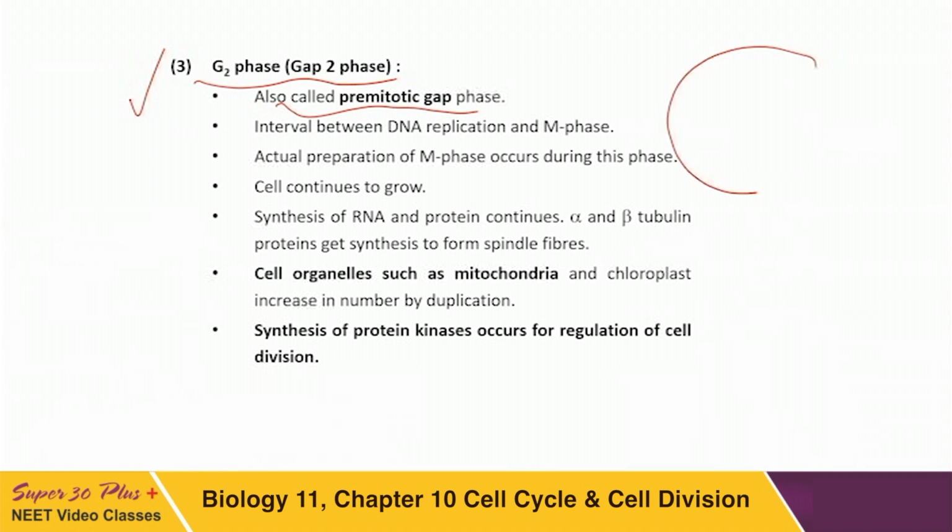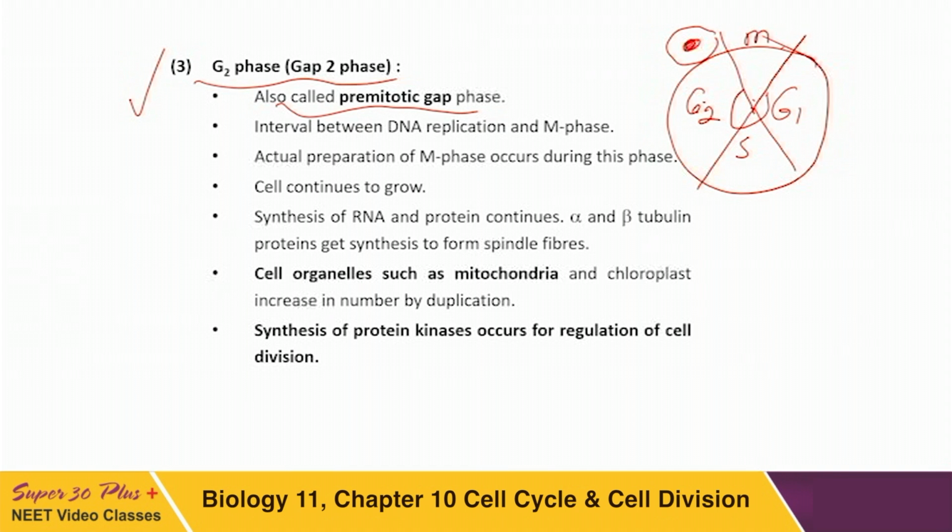Pre-mitotic phase. Why is this called pre-mitotic? Now the things are clear. This is interphase, this is G1, this one is S, and this one is G2. After G2, the cell is fully prepared to divide. So G2 we may call a stage before mitosis, pre-mitotic. It is the interval between DNA replication and the M phase. It lies in between DNA replication and M phase.